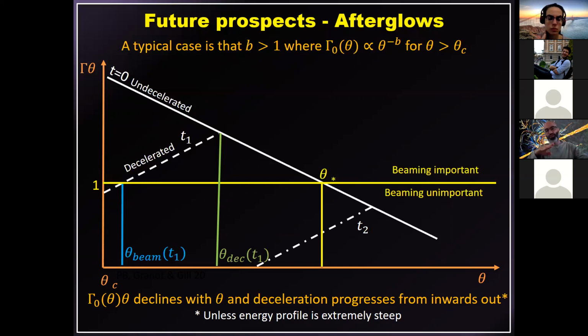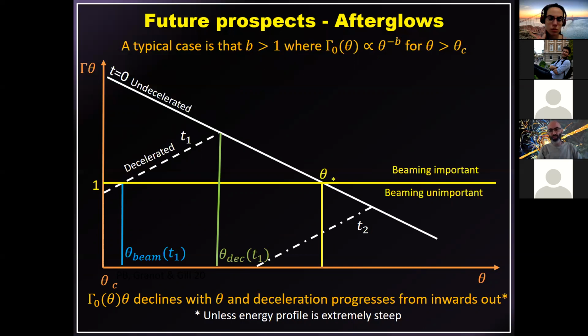Eventually, as this inside of the jet is decelerated more and more, this theta beam becomes close enough to my line of sight that I start seeing emission also from angles closer and closer to the core of the jet. So I start seeing this gradual rise in the afterglow, like we saw for 170817, and then the eventual decline once I've seen the full energy.